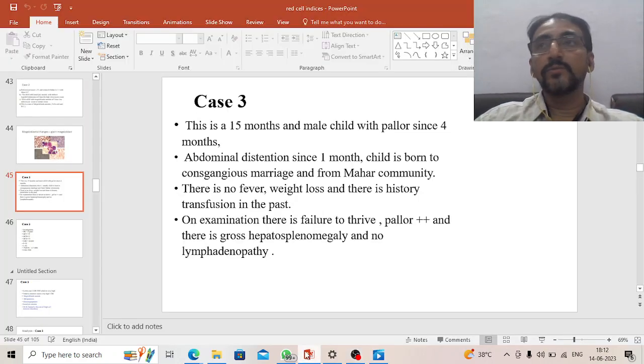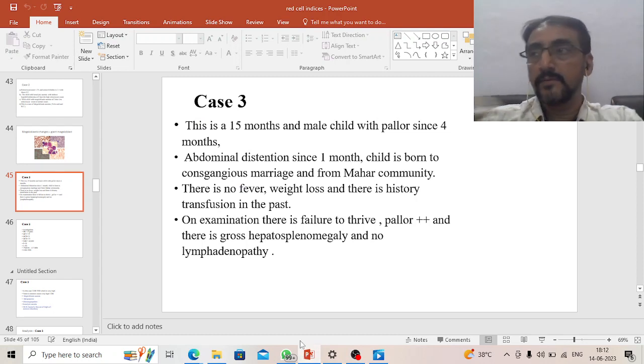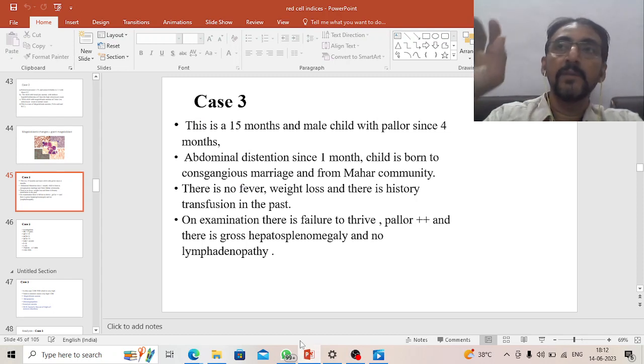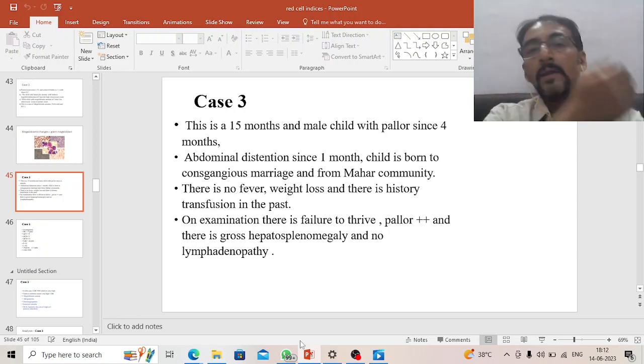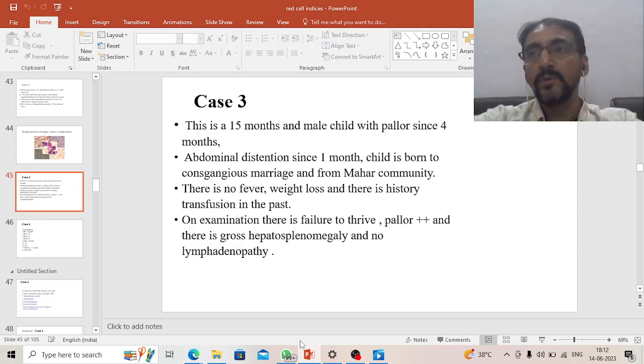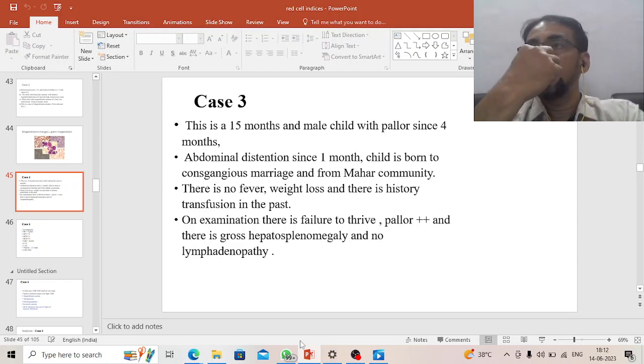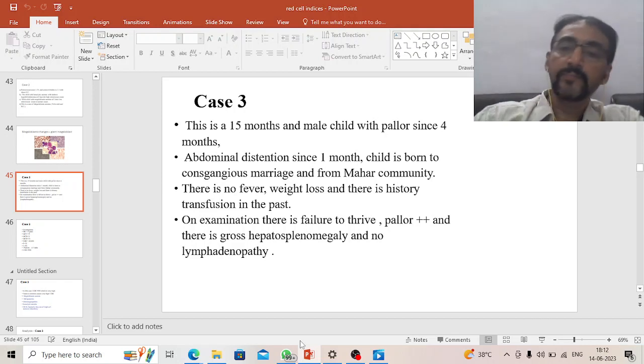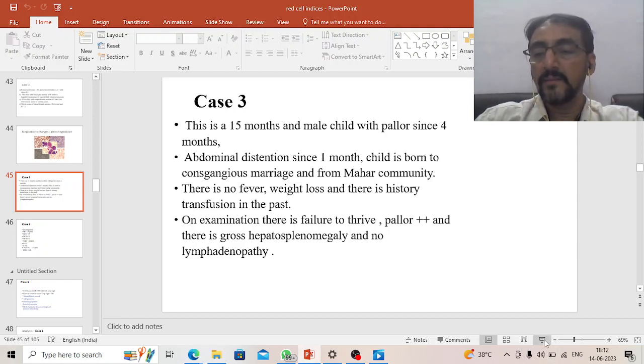So in the last 2 or 3 classes, we have been discussing the interpretation of the CBC, how to interpret the CBC. We have already seen 2 important cases. One case is related to iron deficiency anemia, and another is related to megaloblastic anemia. So today we will have another important case.